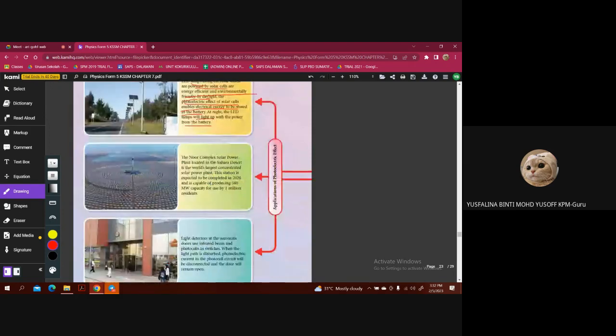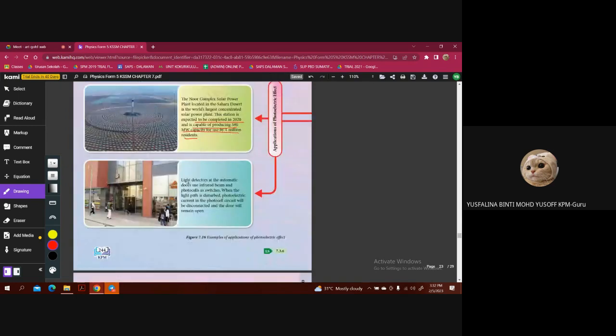And the solar power plant in the Sahara Desert. Of course, Sahara is a desert, right? Of course, the light intensity is very high, so of course they can use solar. This station was expected to be complete in 2020. I think it is already completed. And it's capable of producing 580 megawatt capacity for use by 1 million residents. So of course with this one we save enough budget.